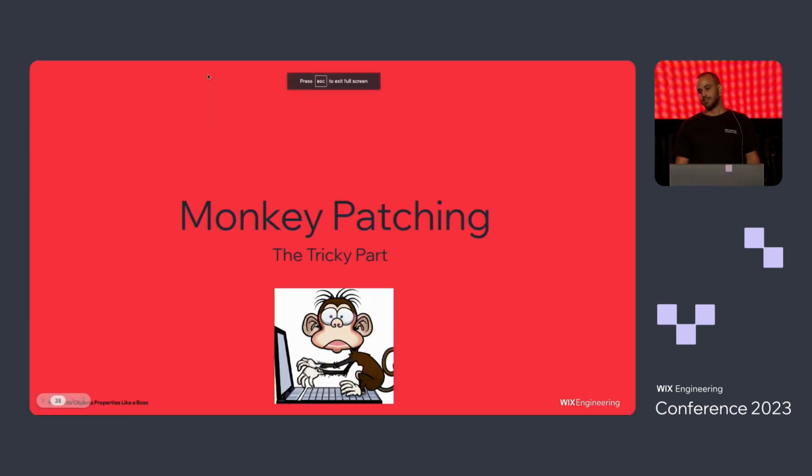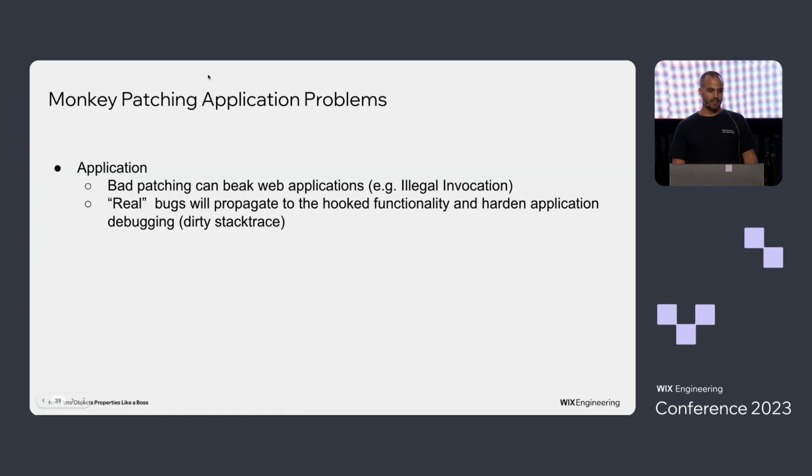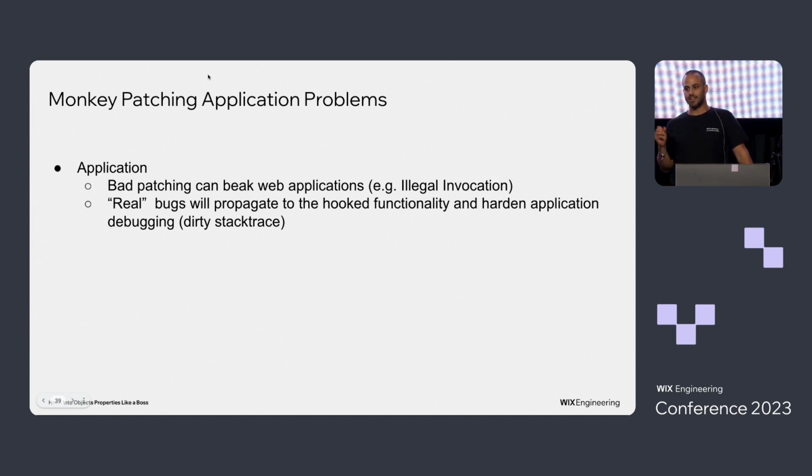Okay. So it looks cool, it looks very strong, but monkey patching has a lot of tricky parts. The first part is the application side. Bad patching can break applications. Like if some code is patching a very sensitive object and you're doing it in a wrong way, it will break the application. You can find a lot of Slack history about tries in Business Manager, for example.